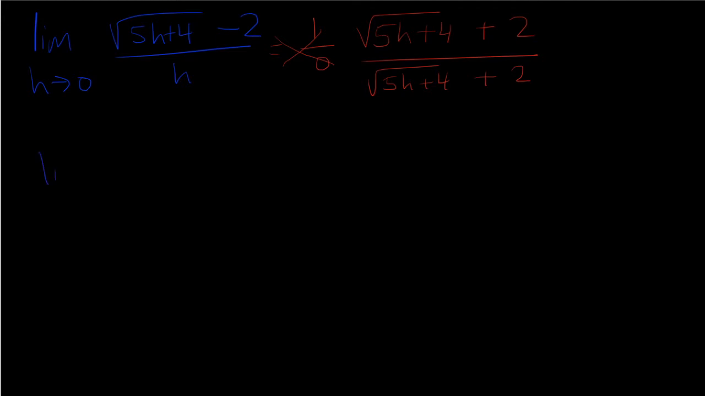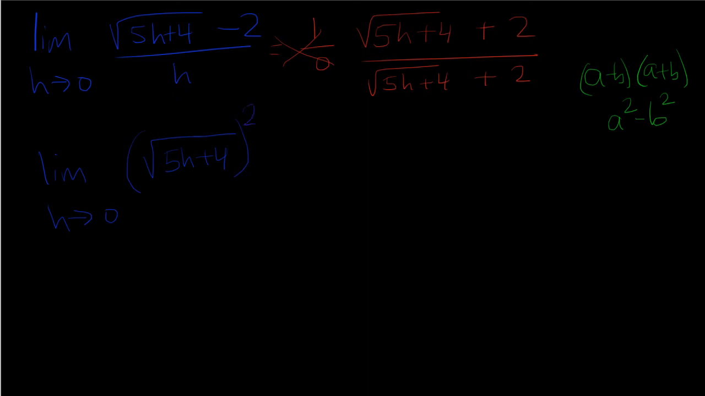Okay, so I have the limit as h approaches 0. Here I have a difference of two squares. So this is the same thing as a minus b times a plus b, where a is square root of 5h plus 4 and b is 2. And we know that this is a squared minus b squared. So that's going to be 5h plus 4 squared, minus 2 squared, which is 4, over h times square root of 5h plus 4 plus 2.